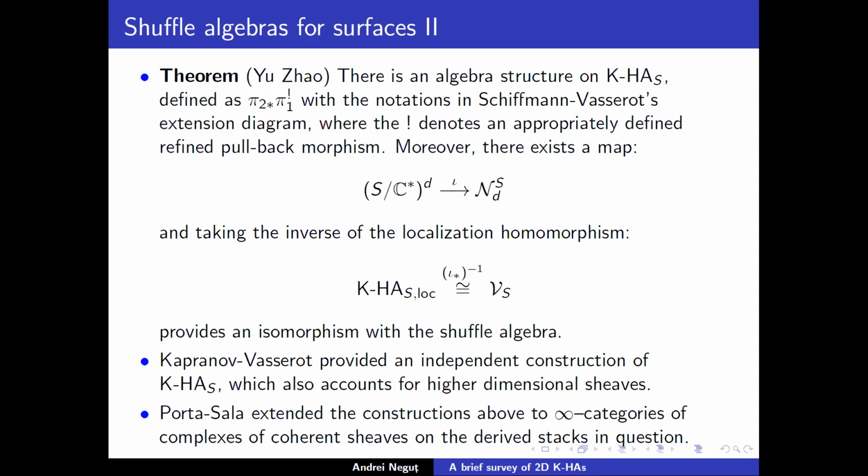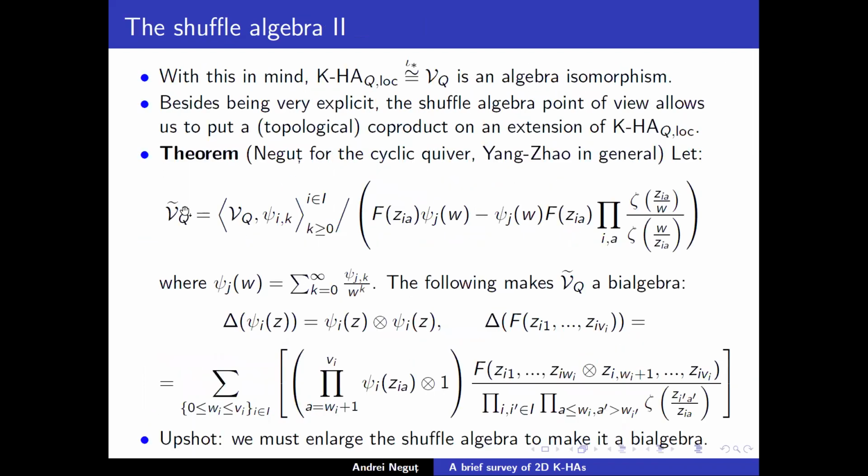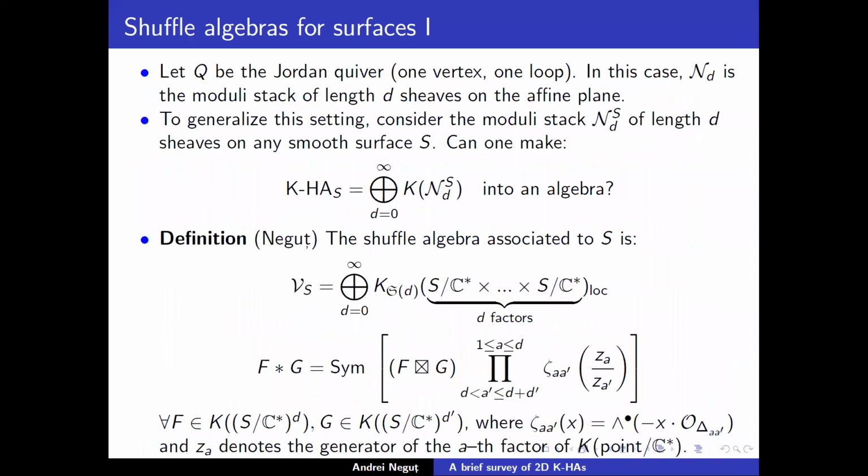So in the quiver case, let me actually move back here. So in the quiver case, you don't put the coproduct on the shuffle algebra, but you enlarge it by adding as many generators as vertices of the quiver and as non-negative integers. But in this case, you would have to enlarge this algebra VS, and I'm not sure what is a geometric context to perform this enlargement.